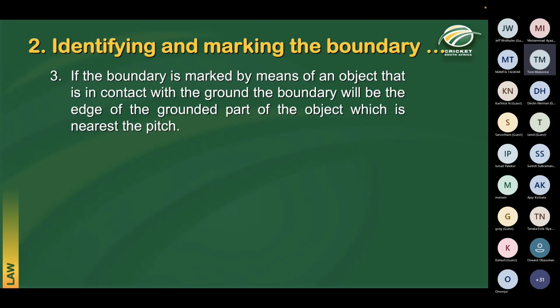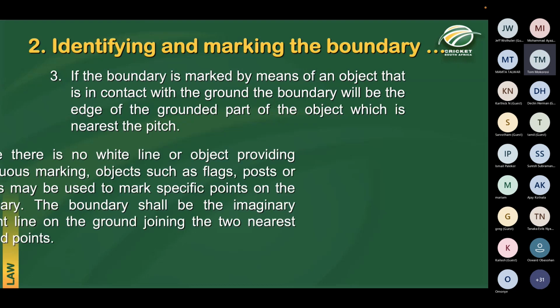If the boundary is marked by means of an object that is in contact with the ground, the boundary will be the edge of the grounded part of the object, which is nearest the pitch. So the boundary cushions are a perfect example of that. The inside edge of that cushion is where the boundary starts.